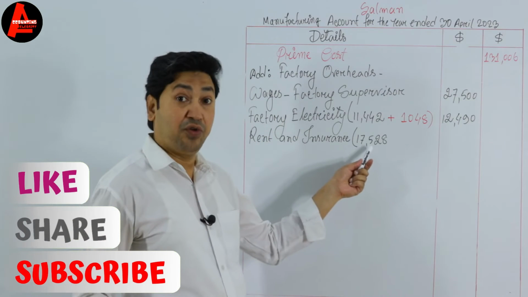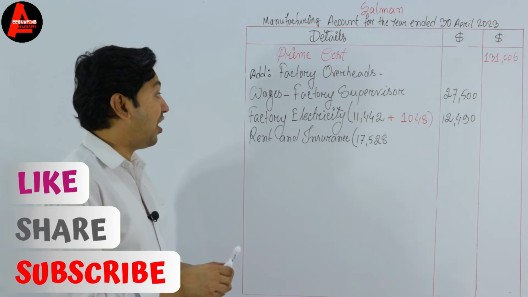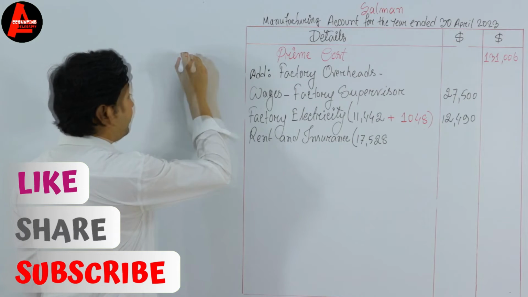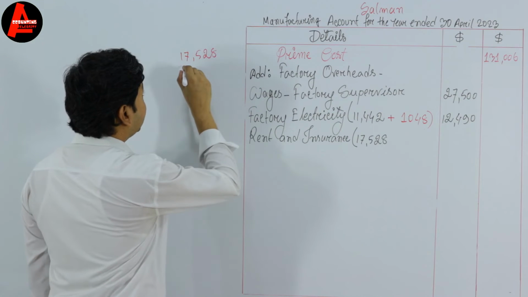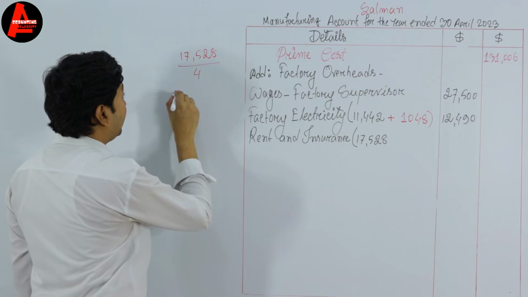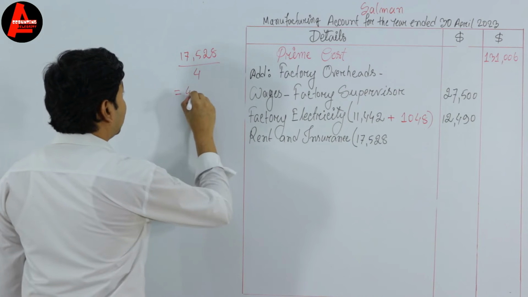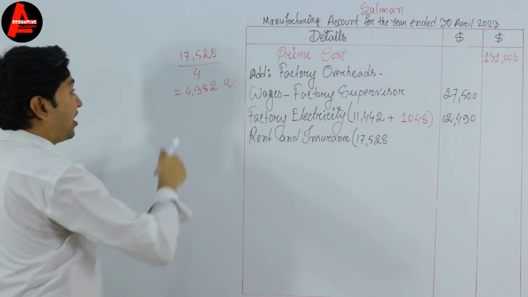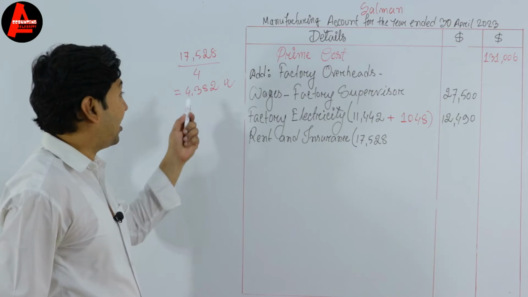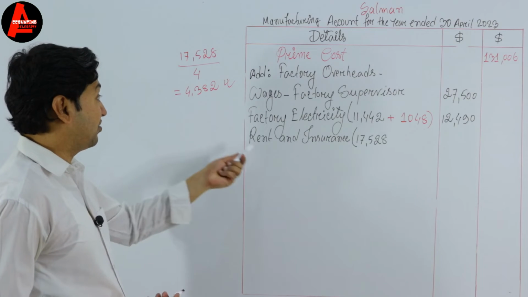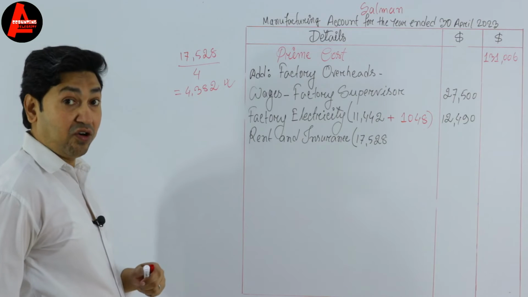So here total 4 quarters. Okay, so now how to calculate? So here we have 17,528. Okay, this all for 4 quarters. We'll divide by 4 and we get here $4,382. Okay, this is the amount for 1/4. Okay, this amount will go to the income statement. Okay, because it is not related to the factory or overheads.